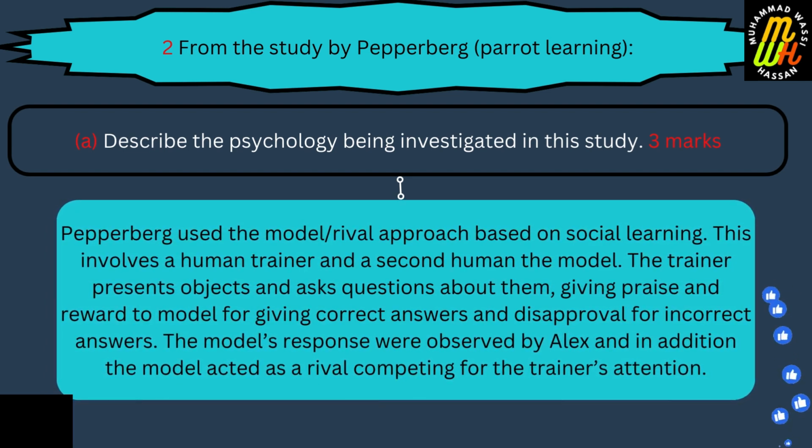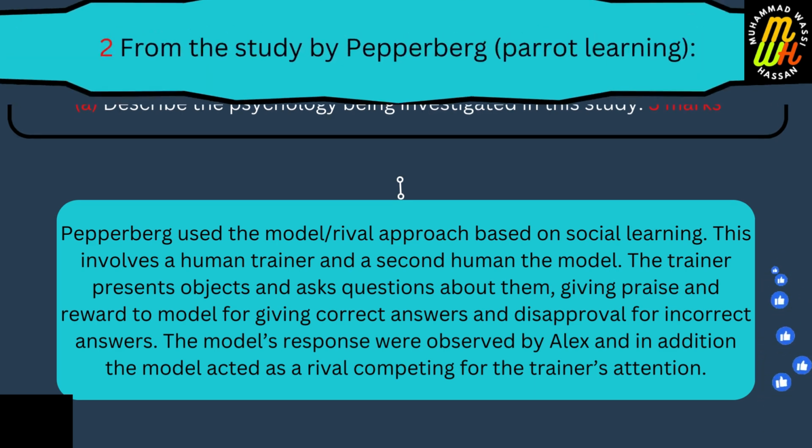3 marks. Pepperberg used a model-rival approach based on social learning. This involves a human trainer and a second human, the model. The trainer presents objects and asks questions about them, giving praise and reward to the model for giving correct answers and disapproval for incorrect answers. The model's responses were observed by Alex, and in addition, the model acted as a rival, competing for the trainer's attention.